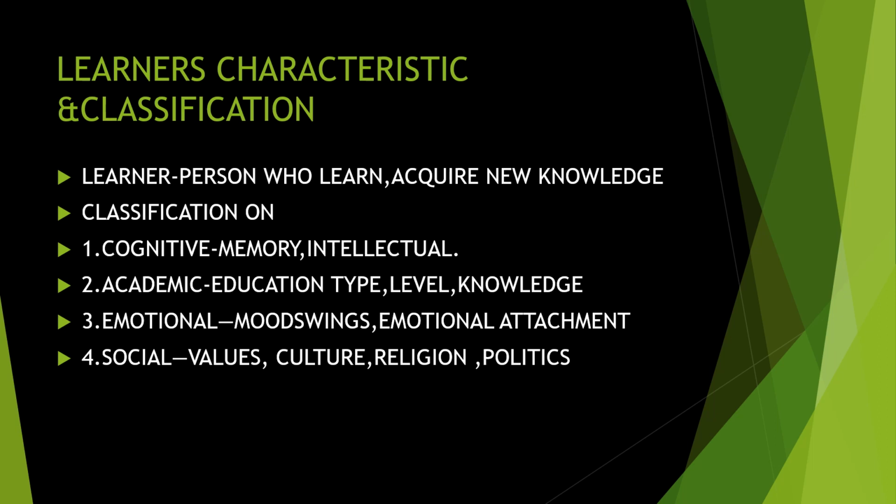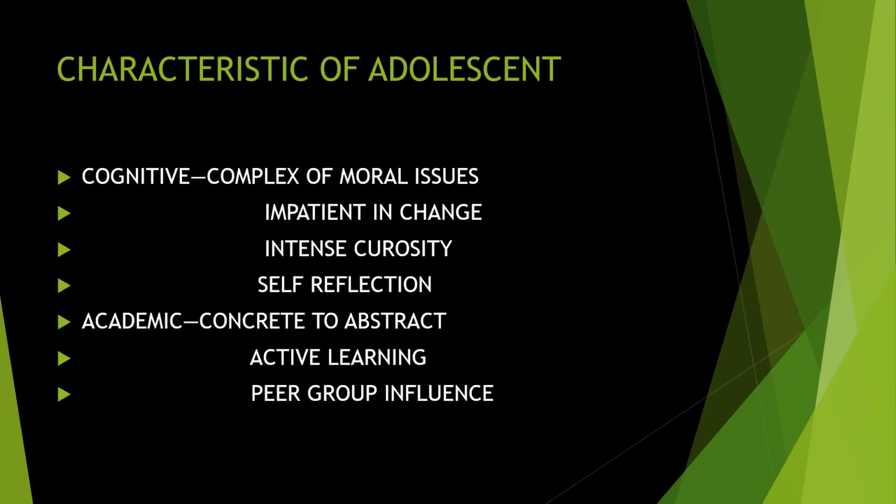Next is the social, that is the cultural background that we have to understand. By keeping all these things in memory, we have to classify the adults as well as the adolescents. Okay, so we are going to the next part, the characteristics of adolescence. By keeping these four levels, we are going to find the characteristics of an adolescent.